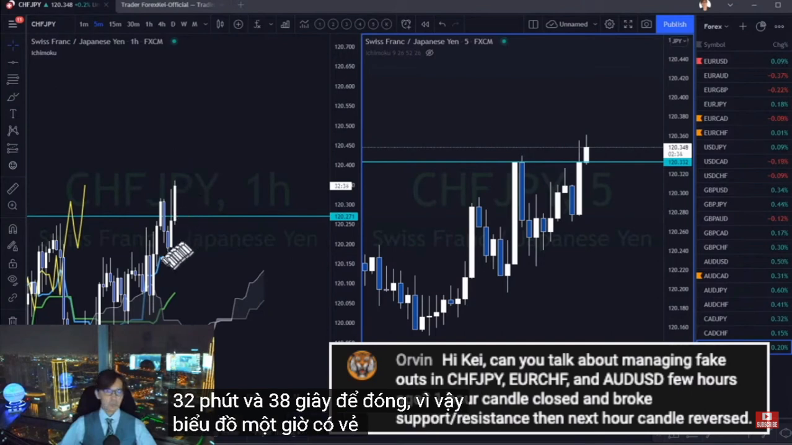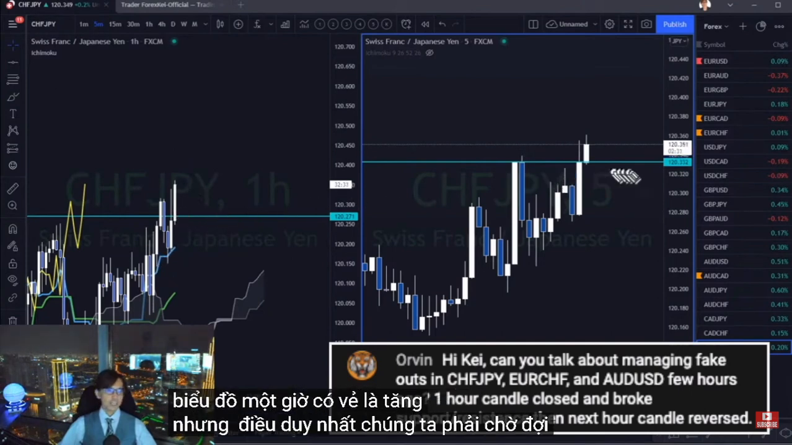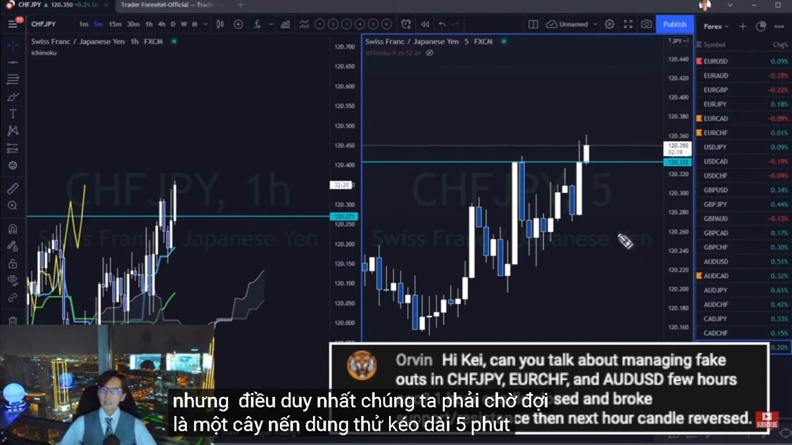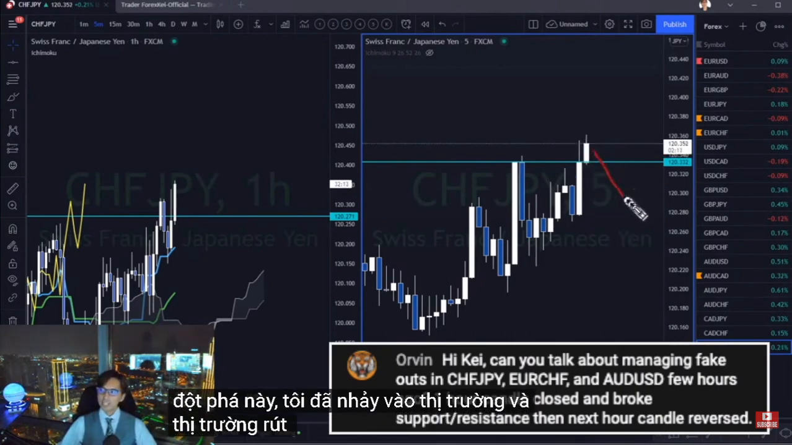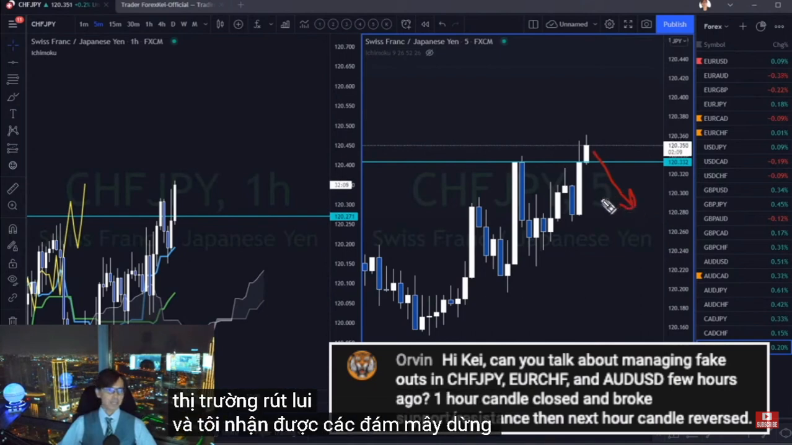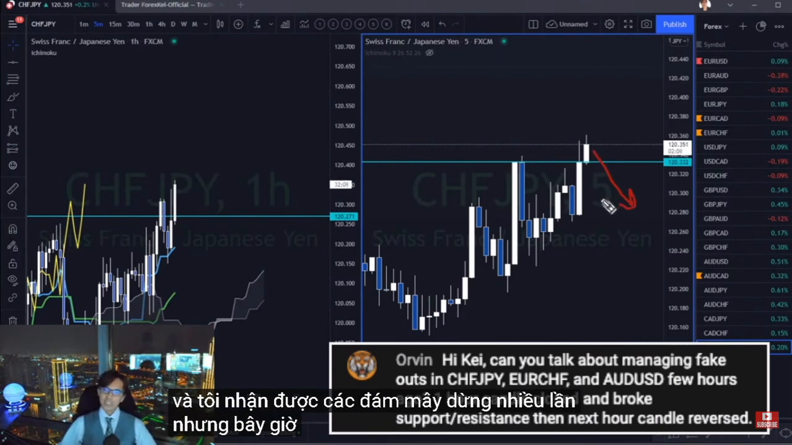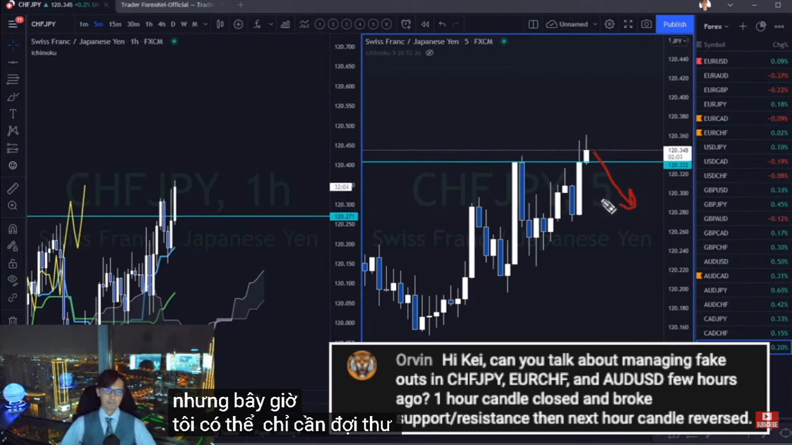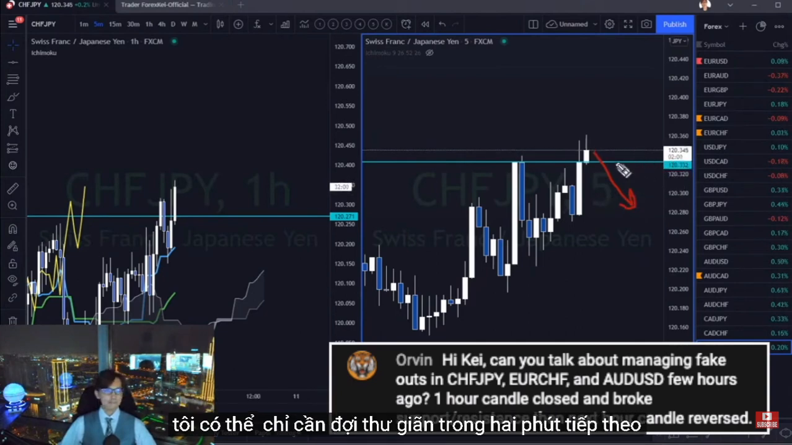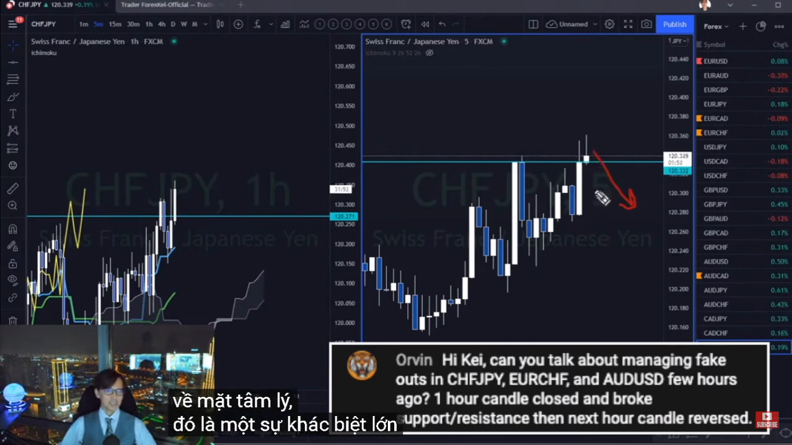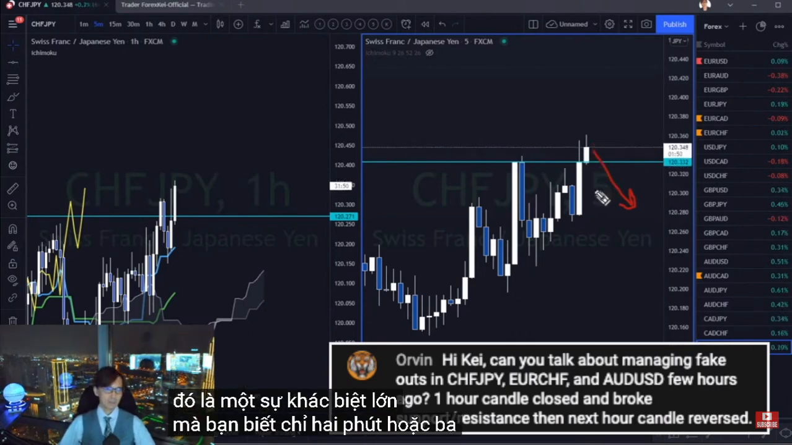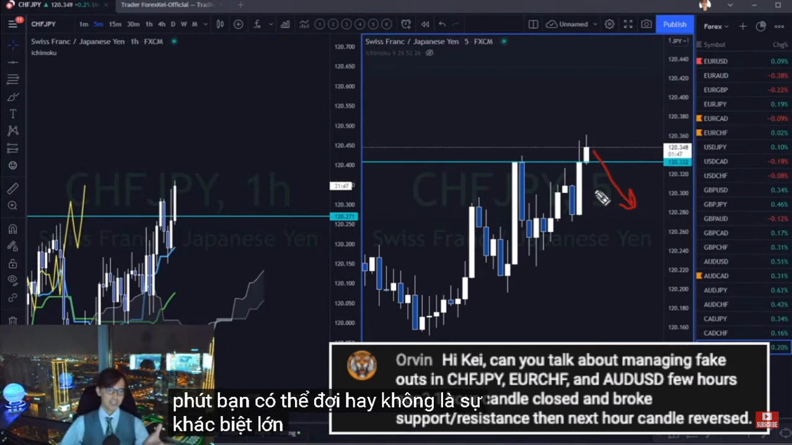So the 1 hour chart looks to be bullish, but the only thing we have to wait for is the 5-minute chart candlestick. Before, when I was looking at this kind of breakout, I jumped into the market and the market retraced backwards and I got the stop loss many times. But now I can just wait, relax for the next 2 minutes and see if the candle closes above or below. So psychologically, it's a big difference. Whether you can wait only 2 or 3 minutes or not is actually a big difference.